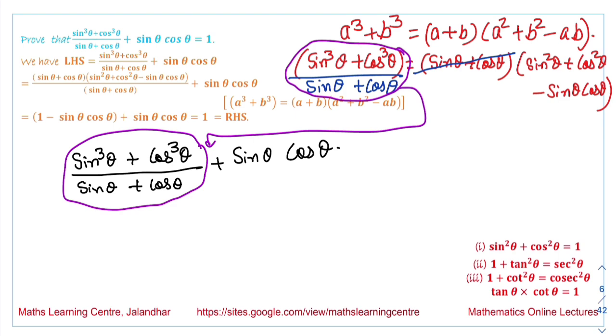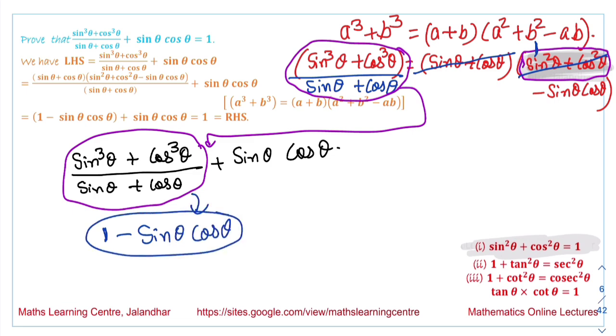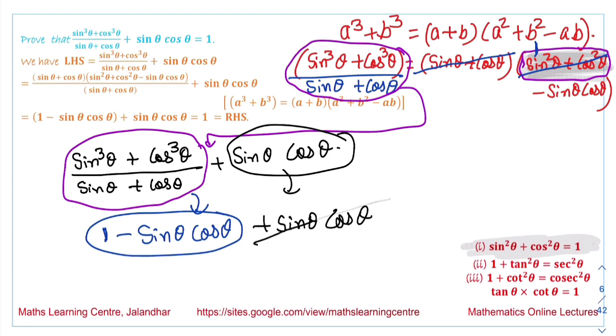So what we are left with is this. Look at this term, sine square theta plus cos square theta. We have sin square theta plus cos square theta is equal to 1. It means this term will become 1. So what we are left with is 1 minus sin theta cos theta in place of this term, plus this term we have as it is, sin theta into cos theta. These two terms get cancelled and the answer we are left with is 1, and that is equal to RHS.